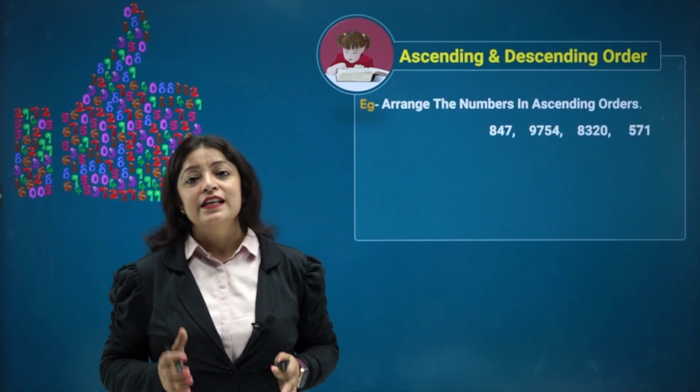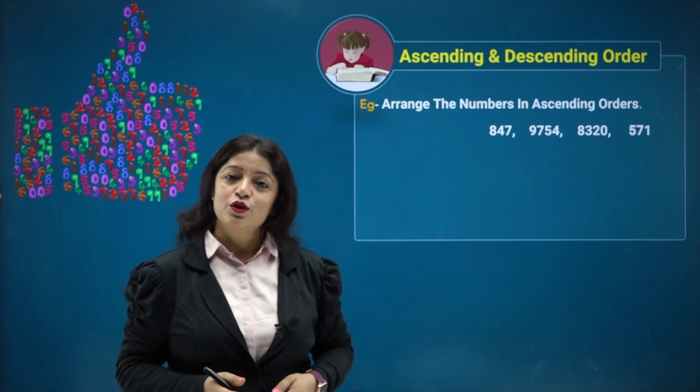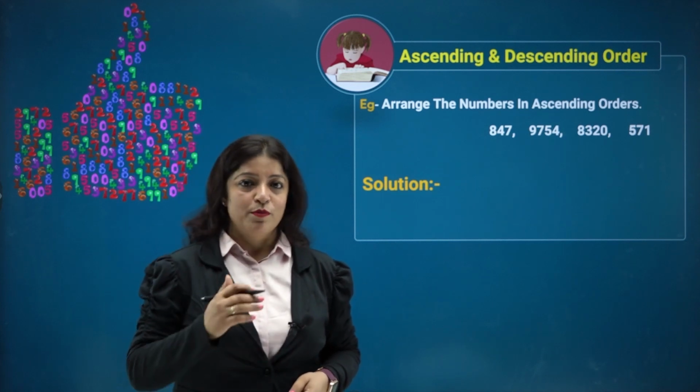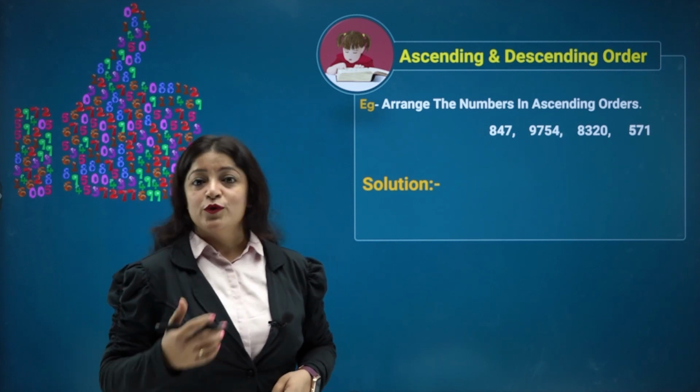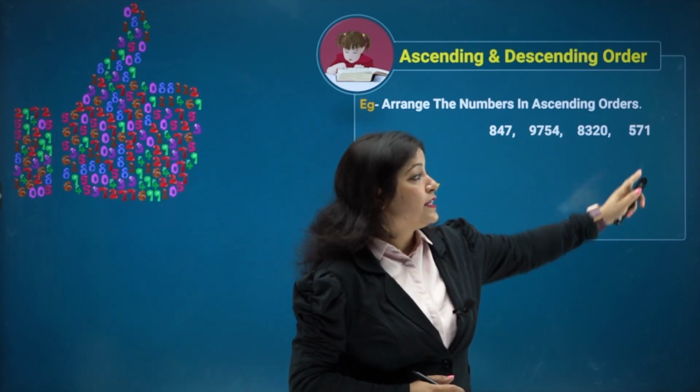Now here let us see an example. Arrange the numbers in ascending order. A few numbers are given to you and we have to write them in ascending order. That means we have to arrange the numbers from smaller to bigger. So how can we proceed? First of all, we have to find which is the smallest of all these numbers.